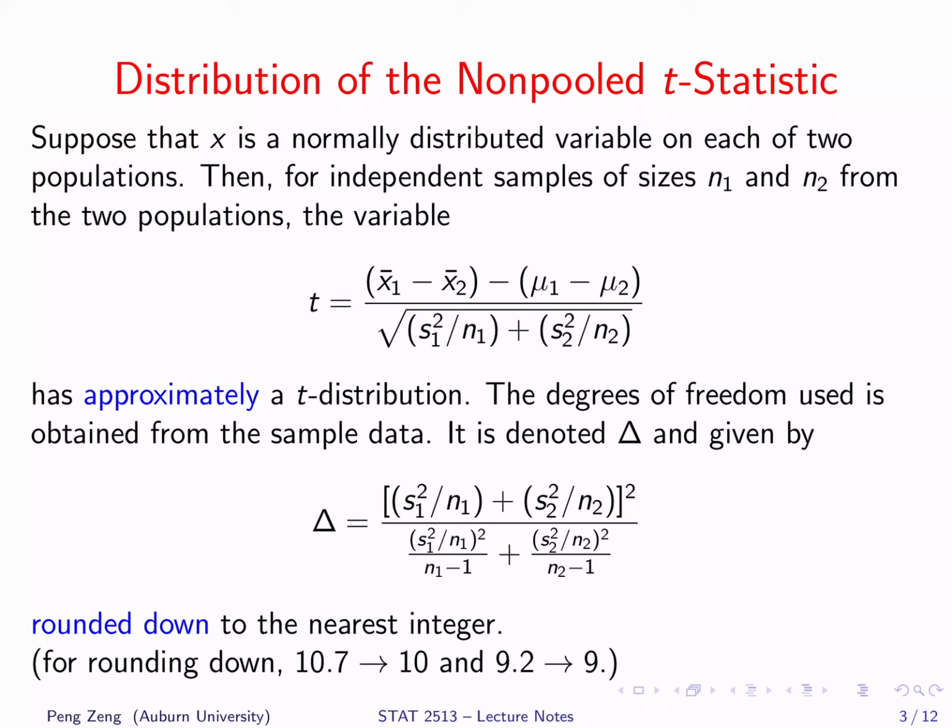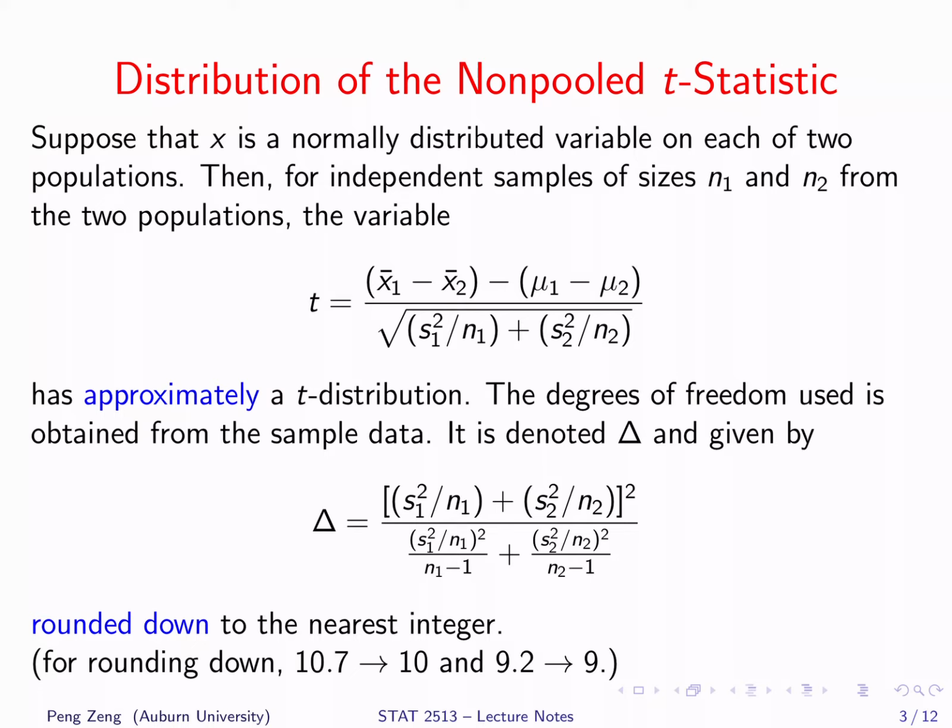Here, we need to assume that X is normally distributed. Additionally, we assume that there are independent samples of size n1 and n2 from the two populations. Then this T has approximately a t distribution. The number of degrees of freedom can be calculated from the data. We use the symbol delta to denote the number of degrees of freedom. The expression of delta is complicated. It mainly depends on the sample standard deviations S1 and S2 and the sample sizes n1 and n2.